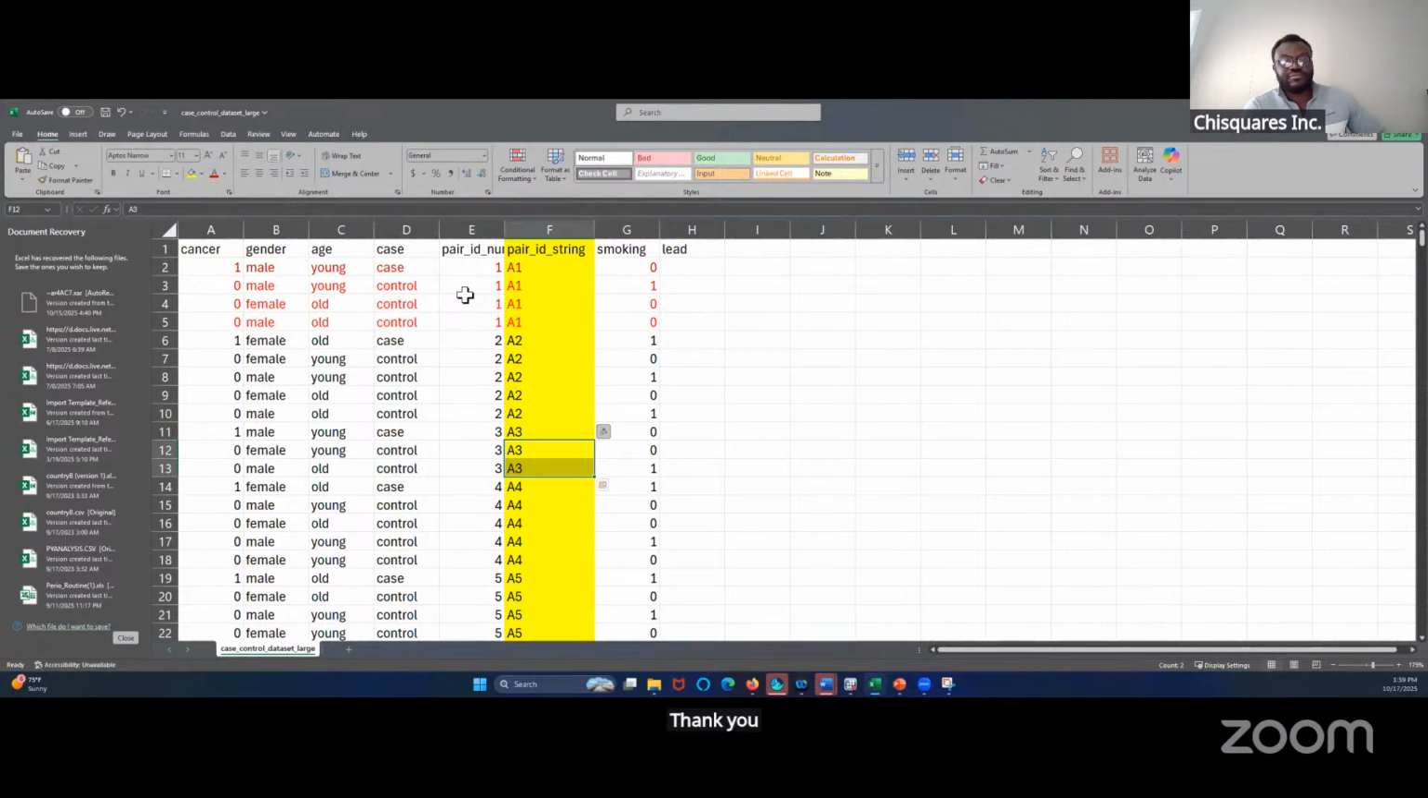What is the 1:1 ratio in terms of sample collection? It means for one case, we select one control, or for one exposed, we select one non-exposed.